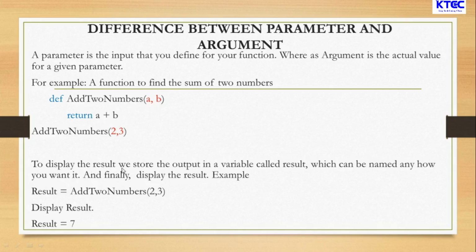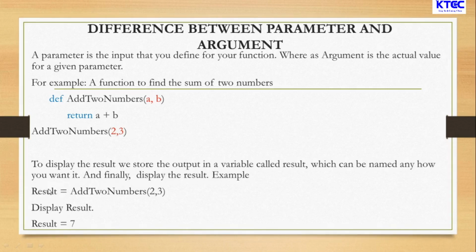Now, to display the result, we store the output in a variable called result, which can be named anyhow. For us to be able to display the results of this, we have to store the result that is going to be stored here into a variable. For now, the result is stored in a function, so we can't print out what is in the function. The only thing we can print out is what is in the result. So we have to store it in a variable called result. But you can choose to name it anything.